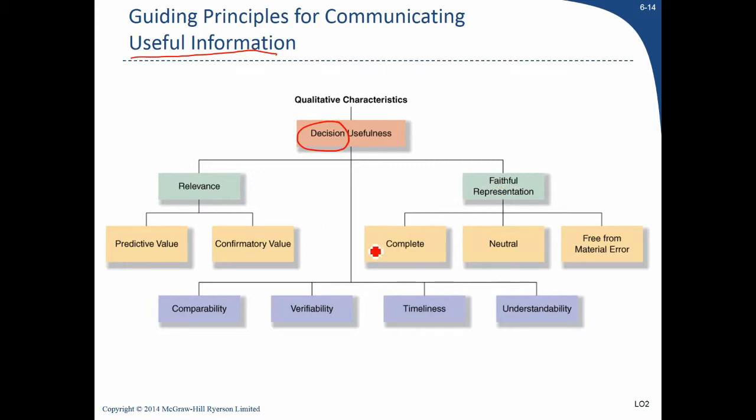Faithful representation. You presume, as a reader of these financial statements, that the statements are complete, they're neutral, and they're free from material error. Remember, material means important error. There might very well be $1 million of cash that you can't really find on Google's financial statements, but it doesn't matter because that's not material.